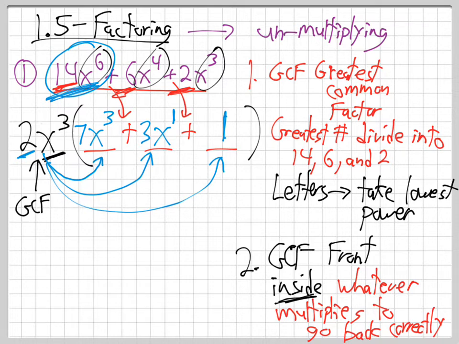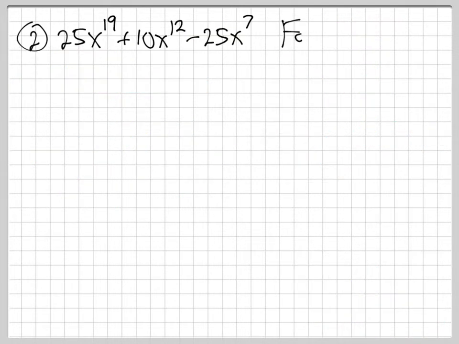And it's done. We just unmultiplied it, right? If you were to remultiply that thing, it would go back, wouldn't it? We just took it apart. We found out what it was before it was multiplied. We undistributed it, if you will. That's what factoring is. Breaking it down. Factor, which means find out what it was before it was multiplied.